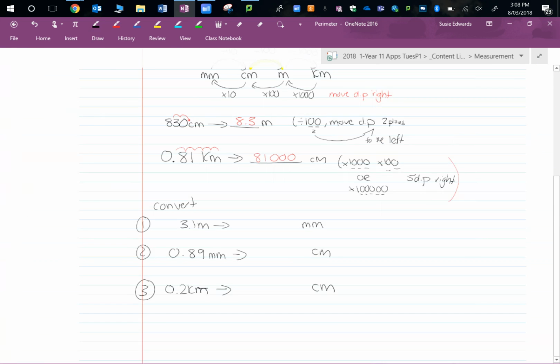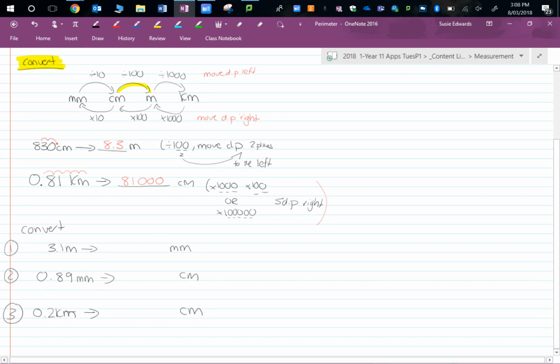To millimeters. What do we have to do to get from meters to millimeters? We need to times by 100 and times by 10, which is in essence timesing by 1,000, not 2. Okay, times 1,000, which means moving the decimal place how many places? 1, 2, 3 places to the right. 1, 2, 3. What's our answer? 3,100. All good?